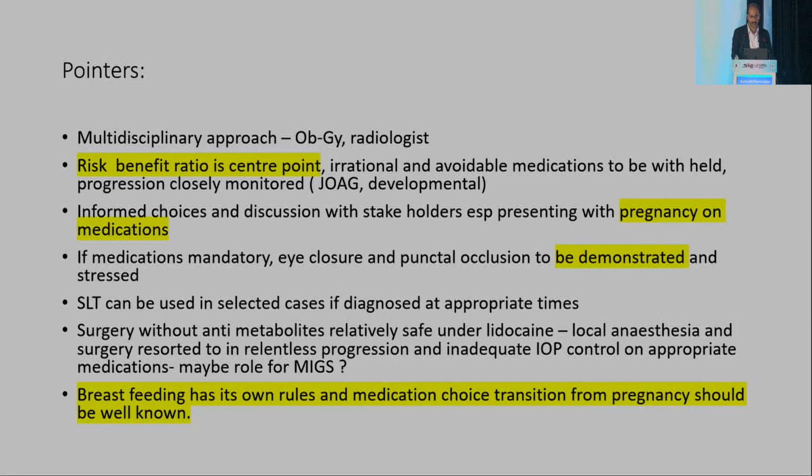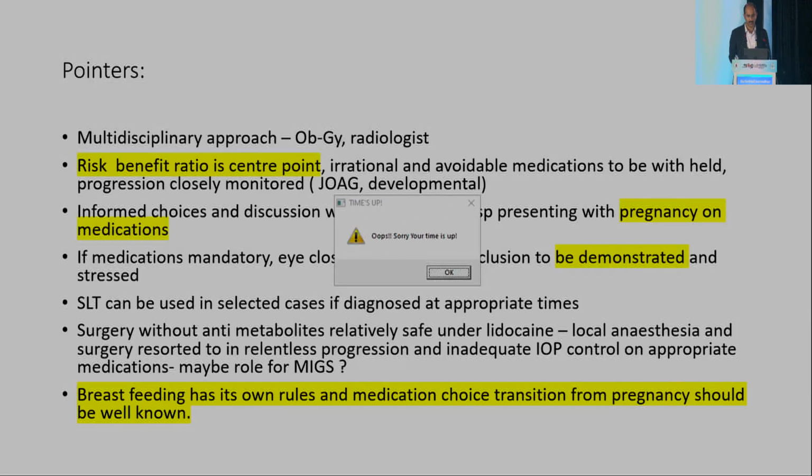Risk-benefit ratio is the center point. Irrational and avoidable medications are to be withheld, progression is to be closely monitored, and informed choices and discussion with stakeholders are needed, especially for patients presenting with pregnancy on medications. It's mandatory to demonstrate eye closure, and occlusion has to be stressed. SLT can be used in selected cases if diagnosed at appropriate times.